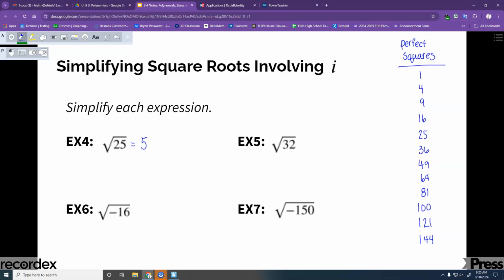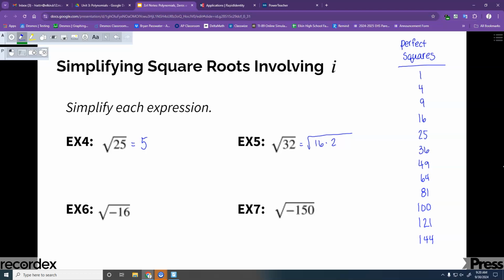So square root of 32, we cannot take the square root of 32. But if I start thinking, is 32 divisible by any of these numbers over here? Is not divisible by, well, 5 is not one of my perfect squares. I heard 4 and I heard 16, and both of you are right. You want to use the biggest number that it's divisible by. So 16 would be better than 4 here. So 16 times 2 equals 32. So I could rewrite this like this, square root of 16 times 2.